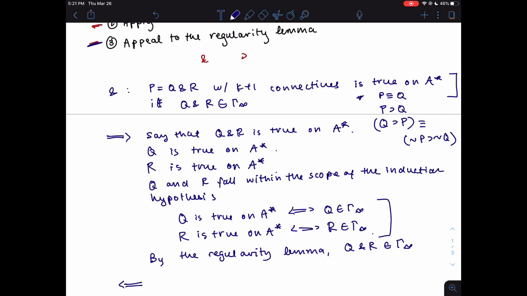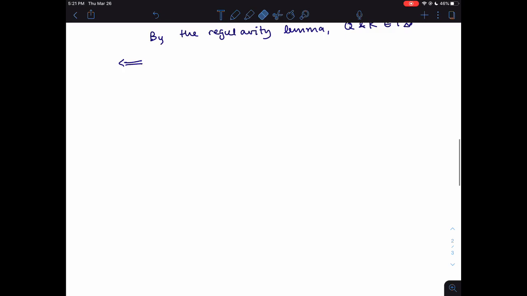We're not going to be proving that if Q and R is a member of gamma infinity, then Q and R is true on A star. Instead, we're going to be proving if Q and R is false on A star, then Q and R is not a member of gamma infinity. And that's the same thing. That's just proving this claim instead of this claim, but either way it works. So that's what we're going to be doing. So when we go in this direction, we're going to assume that Q and R is false on A star.